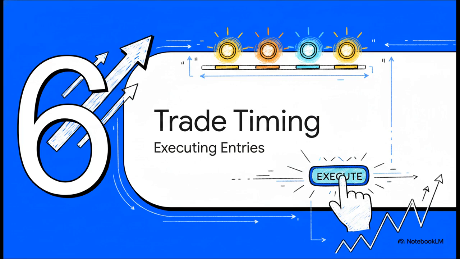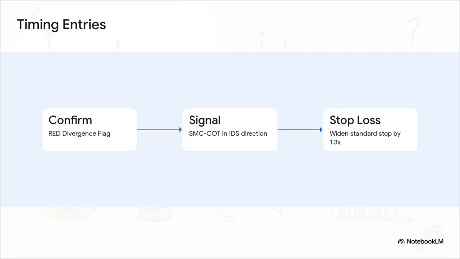Section 6. Trade Timing and Entry. Okay, theory's great, but how do we actually put our money to work when we see these massive signals flashing red? Well, here are your practical, hard and fast rules for timing your entries. Let's say you spot a triple divergence. First, you confirm that red divergence flag on your weekly dashboard. That gives you your big picture strategic direction.